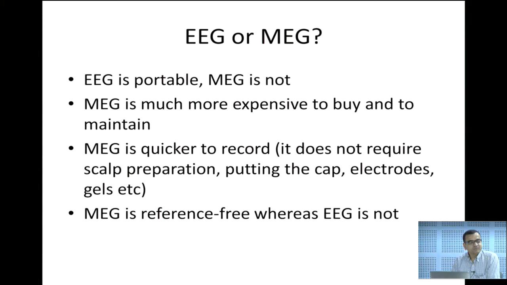MEG's one advantage is that it's quicker to record. If you remember, yesterday you talked about how, for EEG, you have to put on the electrodes, put the gel there, and make sure all the contacts are good. With MEG, you don't need to do that. You just put on the helmet and make sure the helmet is rightly placed. So it doesn't require any skull preparation, putting on the cap, electrode gel, and so forth. So it saves a lot of time.